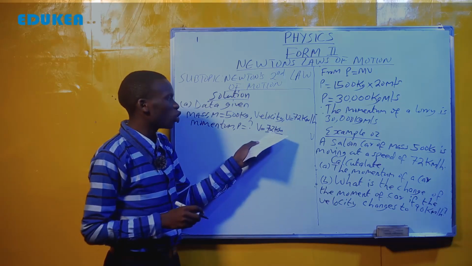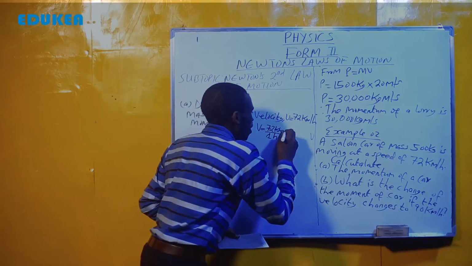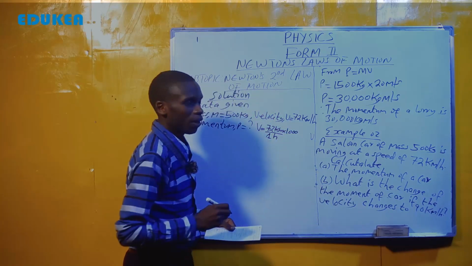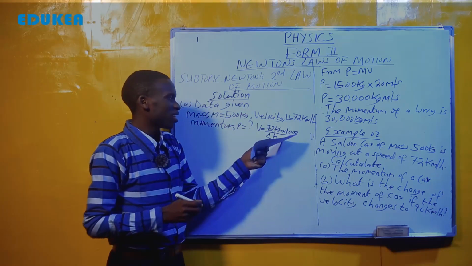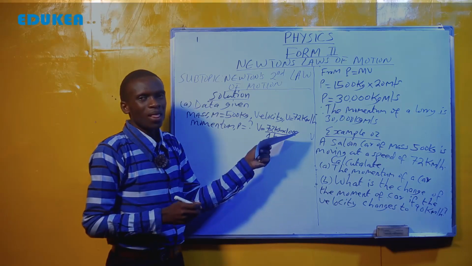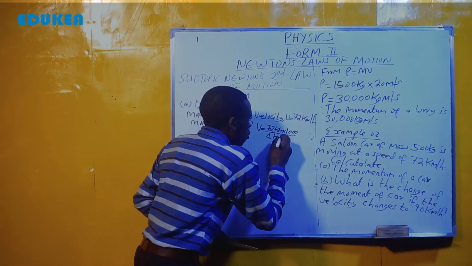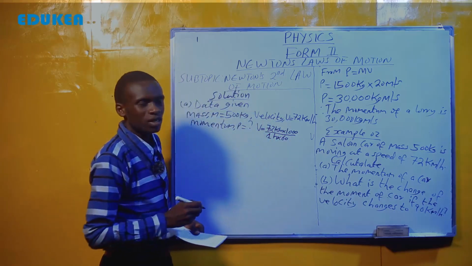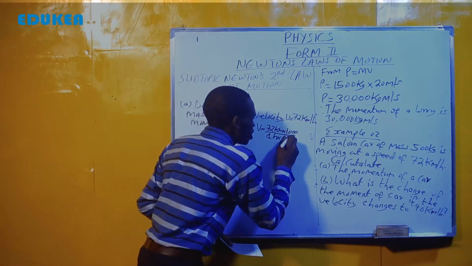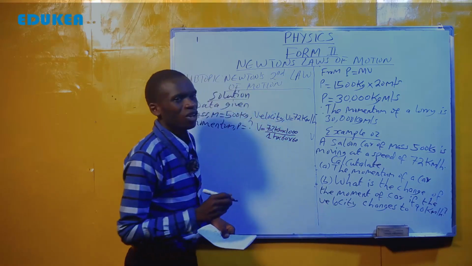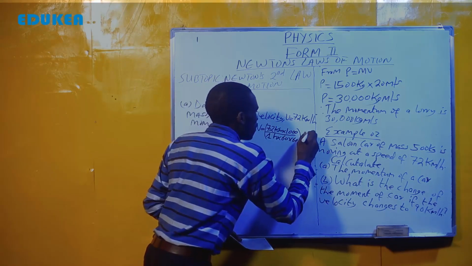So 72 kilometer to meter, we have to times this by 1,000. And the hour to second, we know 1 hour has 60 minutes. Also 1 minute has 60 seconds. So to change this, we times it by 60, we get minutes. But we want second. So 1 minute is equal to 60 seconds. So 60 minutes times 60, we get second. So this will be meter per second.